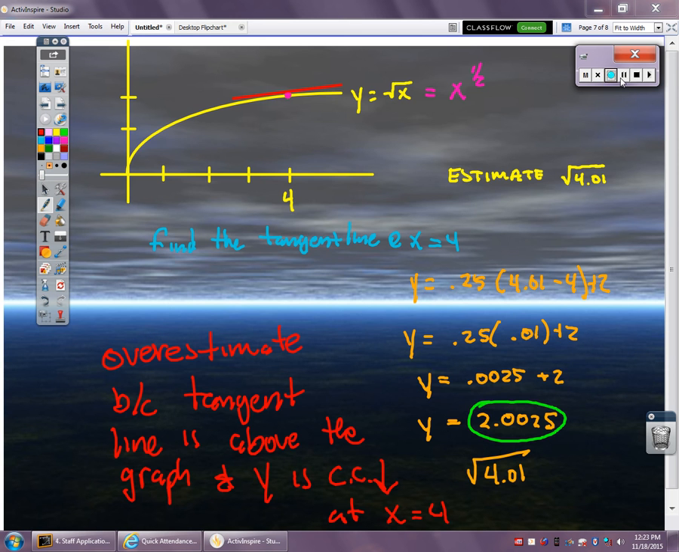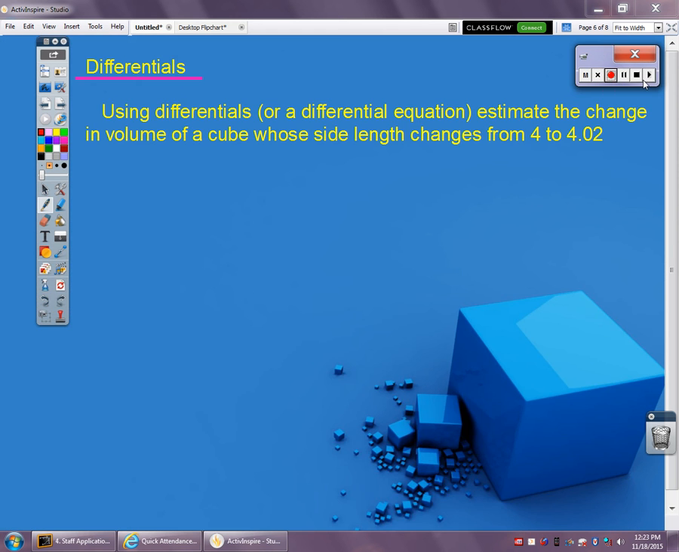All right, so let's go ahead and move on to differentials. If I had a cube whose side lengths were 4 by 4 by 4, I could figure out the volume, 4 times 4 times 4, which is 64. And I guess these would be units cubed. If I wanted to change that side length from 4 to 4.02, what kind of change does that have on my volume? Obviously, it's going to make a bigger volume, but what's the change in that volume going to be?